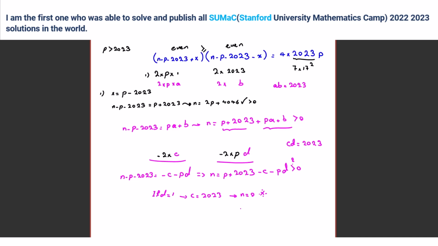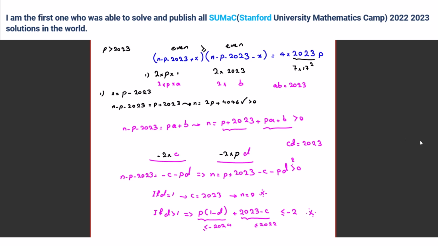If d is greater than 1, then n is negative. Why is n negative? Because p is greater than 2023, so it becomes 1 minus c plus 2023 minus c, right? So this one is less than or equal to 2022, right? But this negative number is less than or equal to negative 2024, right? So this one is less than or equal to negative 2, and that is a contradiction.